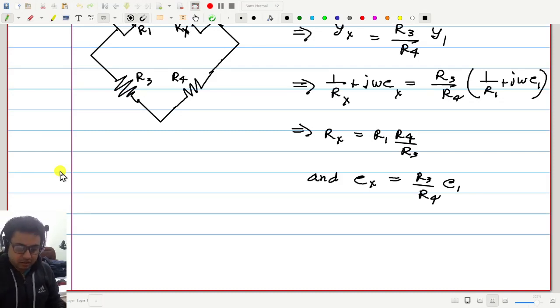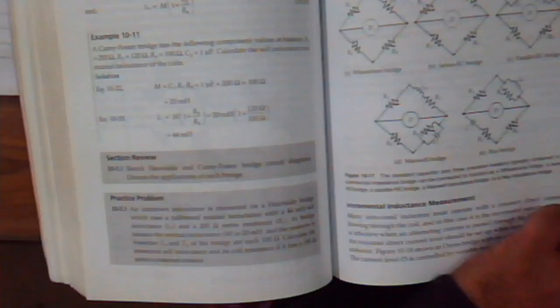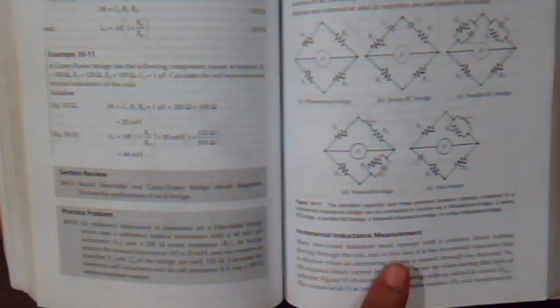We are studying impedance measurement and AC bridges. Okay, so let me start today's class with a small exercise with you. This is one page from our textbook. Look, there are a lot of bridges drawn on this page. Here is one particular bridge which is given here.